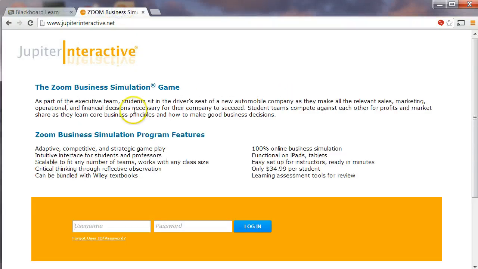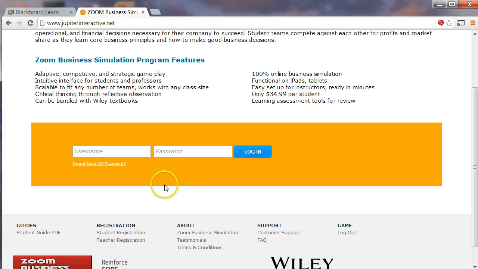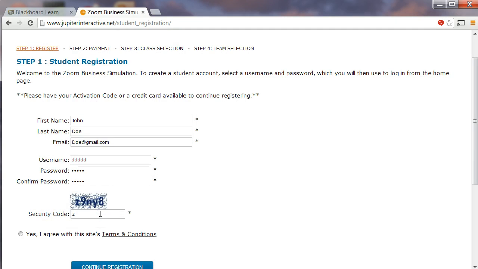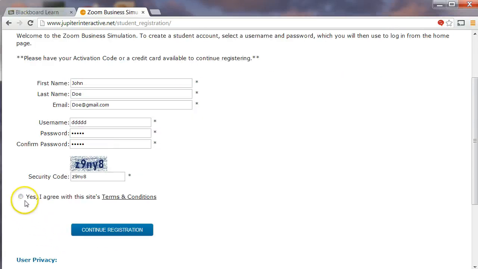This is the Zoom simulation website. We would click on student registration for a new student, and put in your name, email address, and create a username and password, and then of course some security to make sure you're not a bot. I would suggest reading the terms and conditions, and then click continue.